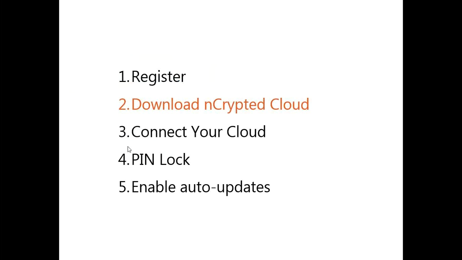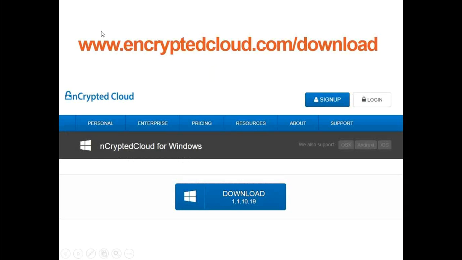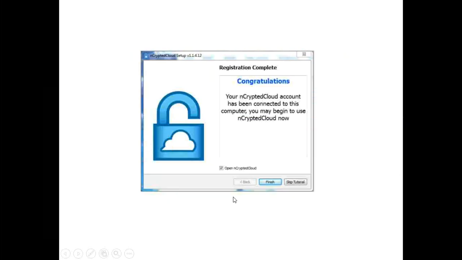And here you just have to remember you'll have to type this address in, because after you register, it's going to bring you to another page on their website. So type in, again, nCryptedCloud.com/download. It should know whether you're on a Mac or a PC, which version of the software you need. Just press download.